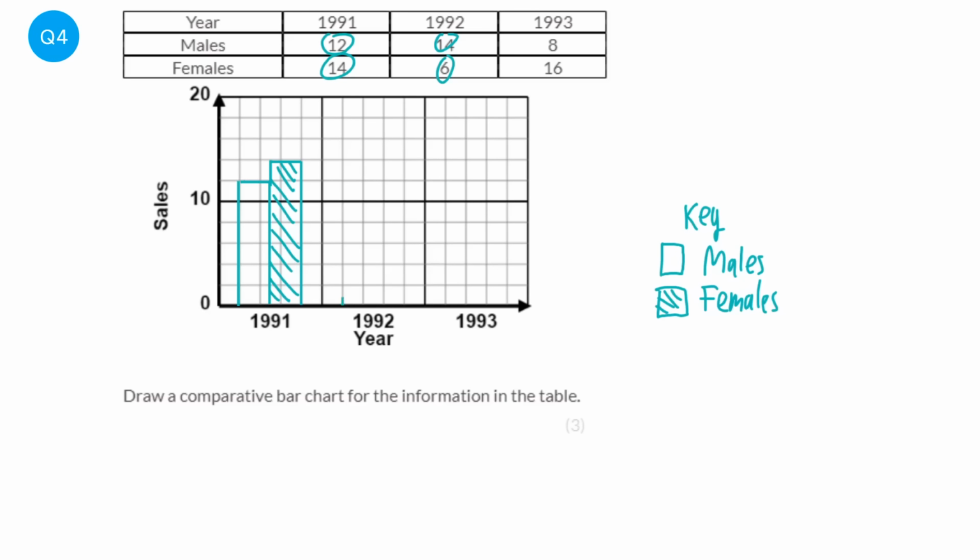So notice I've got gaps between the pairs. So we've got 14 and 6, which will be down here. And again, we're just going to shade in the females. And then finally, we've got 8 and 16. So 8 would be here, then 16 would be up here, and finally obviously we're going to shade in the females.